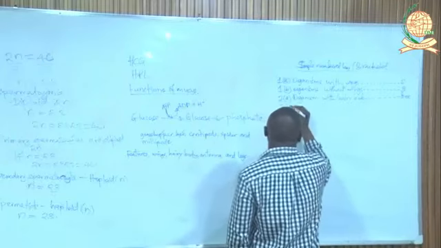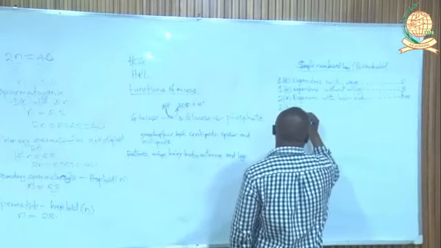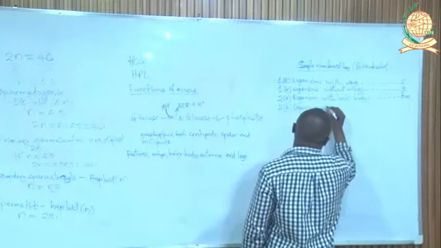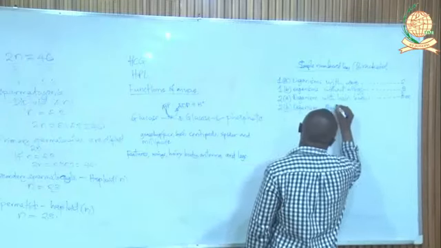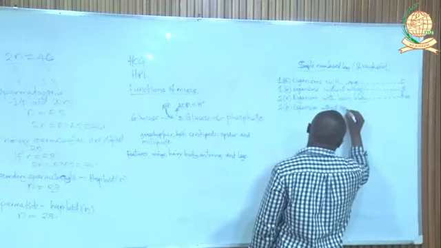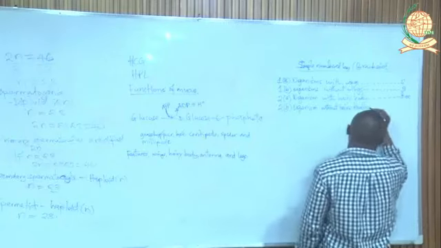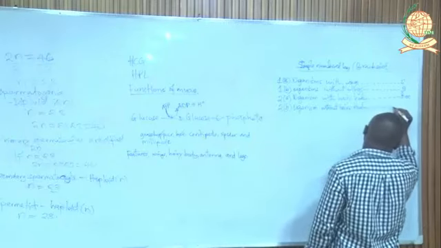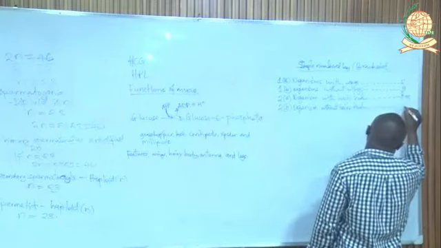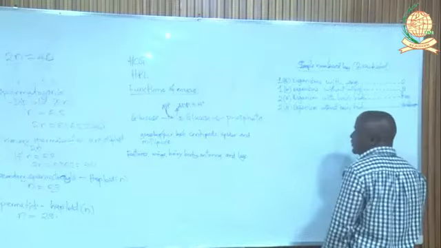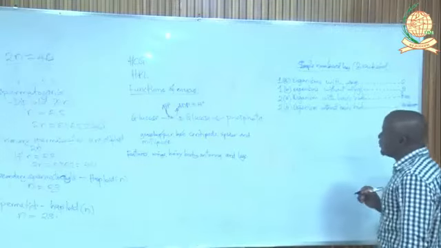2B is the organism without hairy body. The one without hairy body must be grasshopper. This is the one without hairy body.